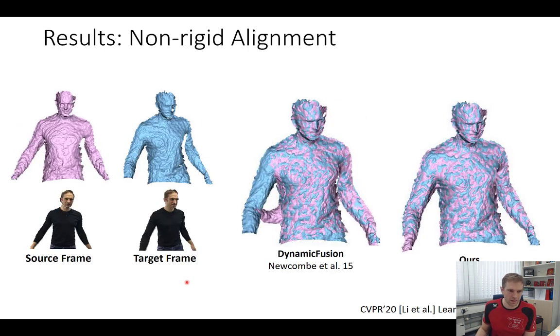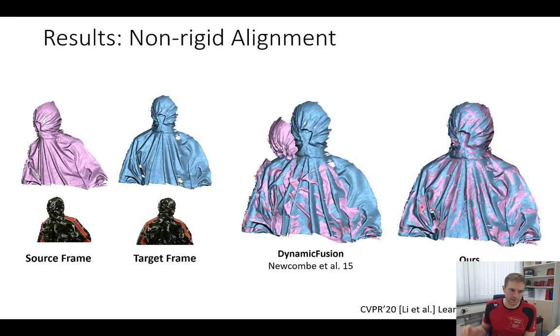We have a few more examples here. So here, for instance, dynamic fusion didn't get the arm right. We got the arm right. We have a few more where we're just faster. Here, dynamic fusion is not fully converged yet. I think this would have probably worked if you ran it for longer, but ours actually converges.